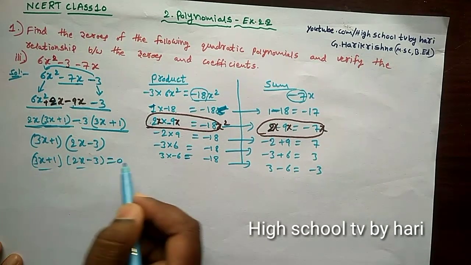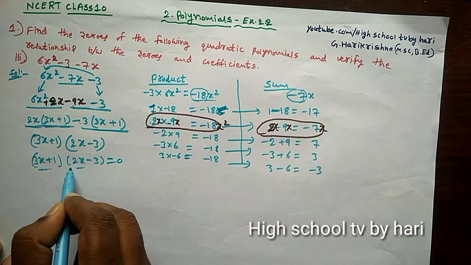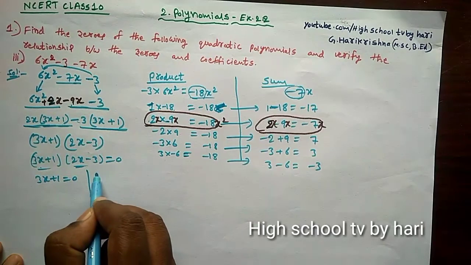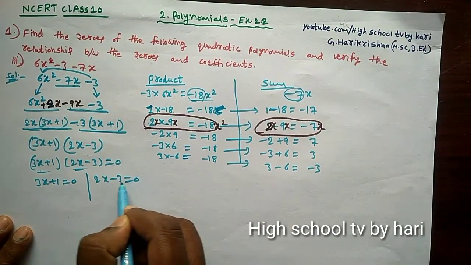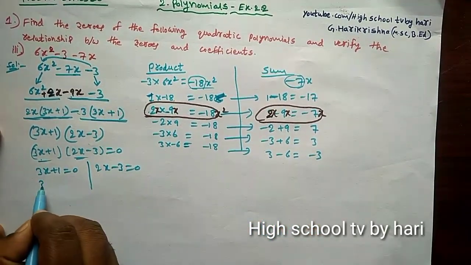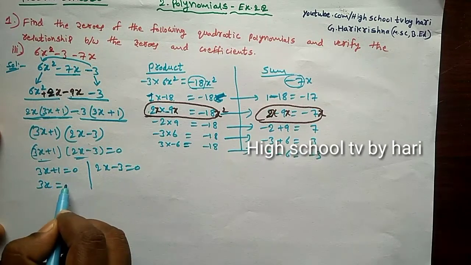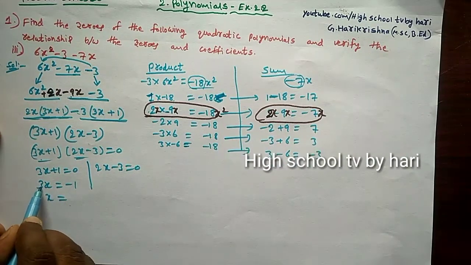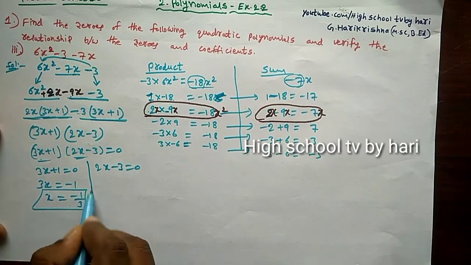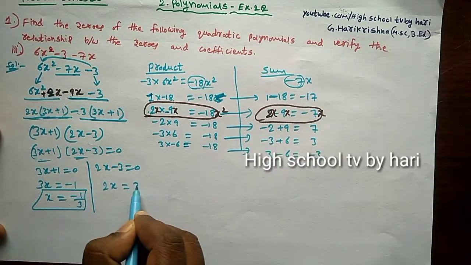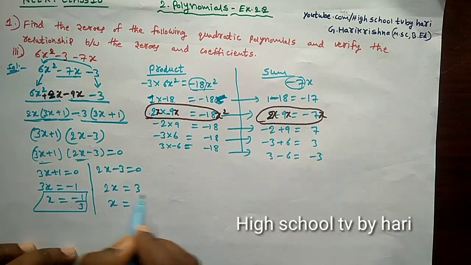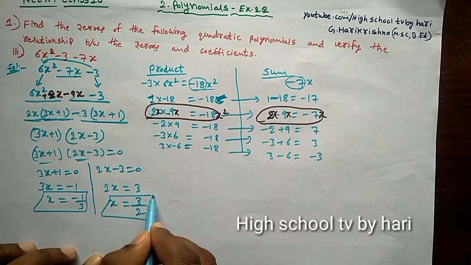These two values are equal to 0, which means either this value is 0 or this value may be 0. If 3x plus 1 is equal to 0, if 2x minus 3 is equal to 0, what happens here? 3x is equal to, transposing plus 1 to the other side, minus 1. x is equal to, transposing this multiplication term 3 to the other side, it becomes division, minus 1 by 3. 2x is equal to, same procedure, minus 3 to plus 3, transposing this multiplication term to the other side, we get division, x is equal to 3 by 2.